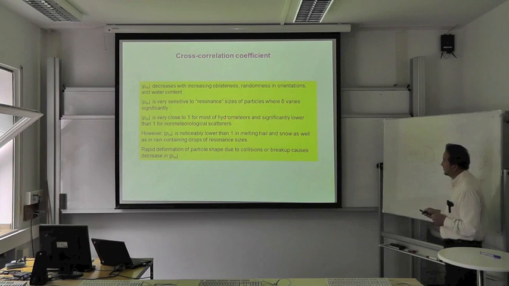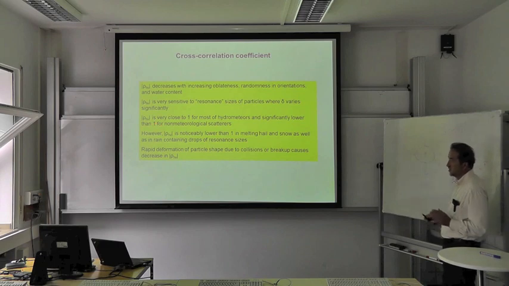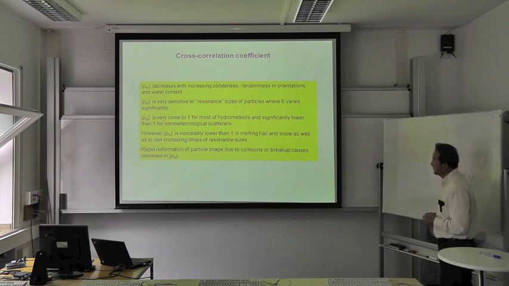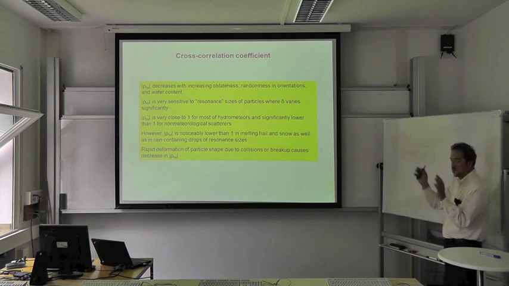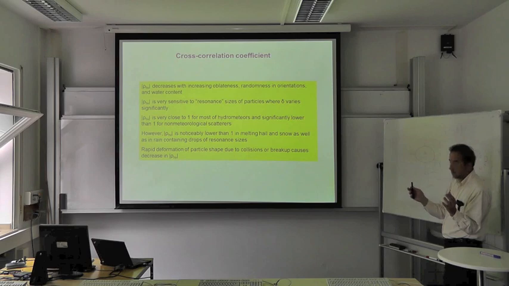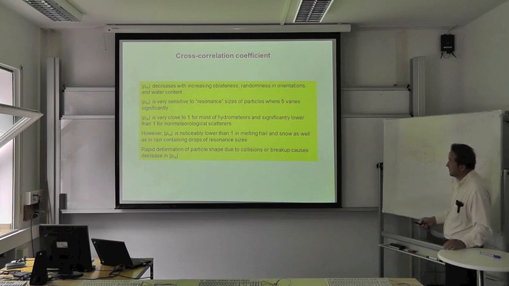Another extremely important practical implication of using rho hv is that it's very close to one for most hydrometeors, and significantly lower than one for non-meteorological scatterers. It was immediately appreciated by all users of polarimetric radars. So you can look at rho hv and you will see immediately when we have echo from the ground clutter, or birds, or insects, or bats, or chaff, or whatever is non-meteorological, all these flying creatures in the atmosphere, and rain. It's a very, very important classification parameter.